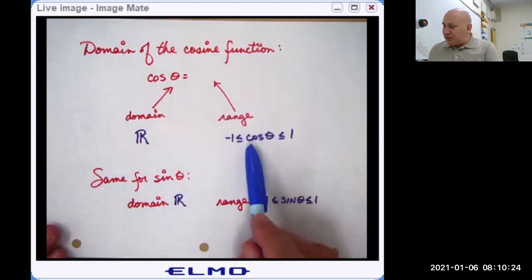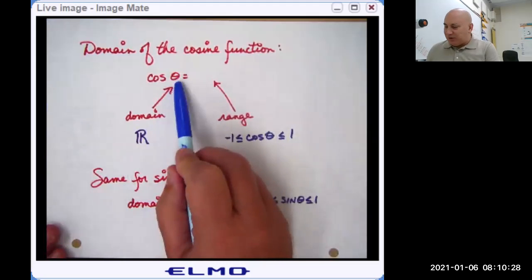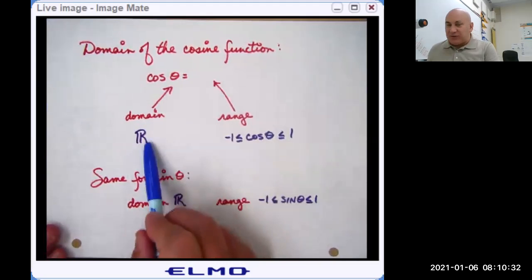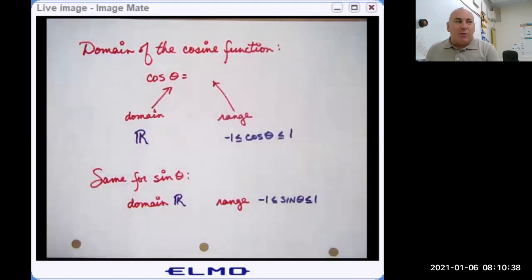But the cosine itself, so the angle is the input, and you can have any value for the input, so that's all real numbers. The range is the cosine itself, and that's got to be between -1 and 1 inclusive. Same for sine.